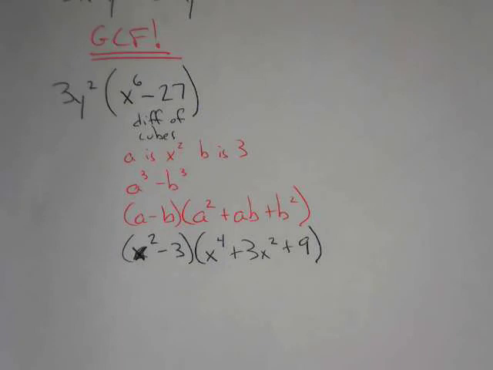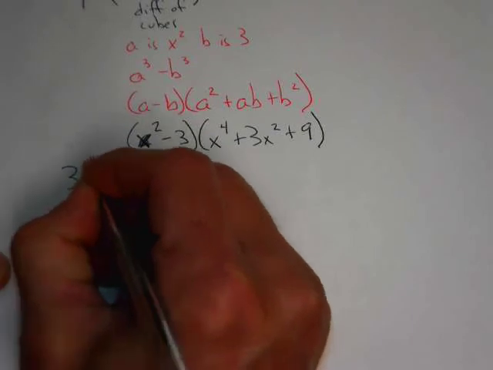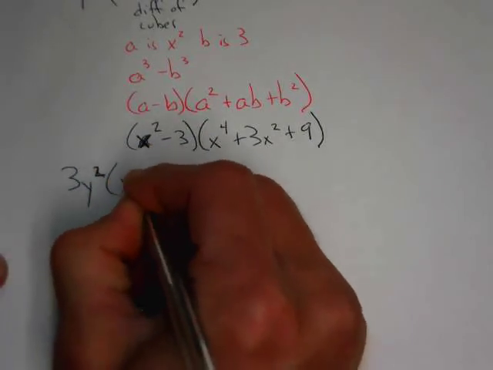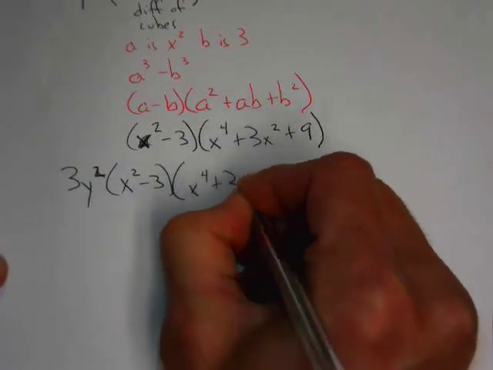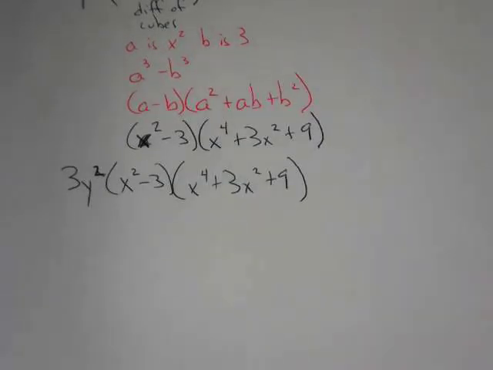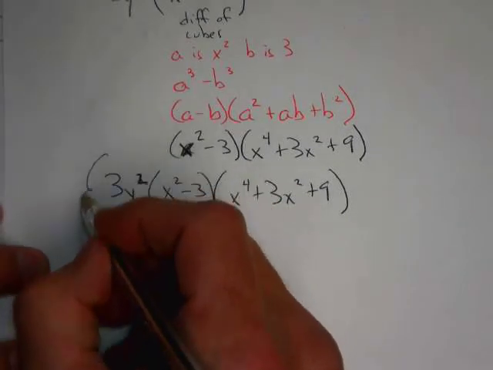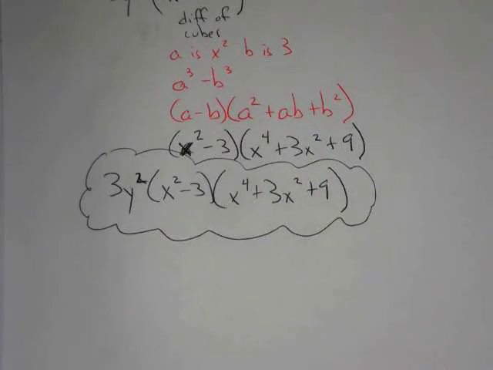That's done. So notice the difference between the previous problem and that one. This one's actually done. But we're not finished because we don't forget that first factor that we had factored out, 3y squared, and then we have x squared minus 3, and then we have x to the 4th plus 3x squared plus 9. Hooray for factoring. And that, my friends, is a difference of cubes. And this whole lesson was on the sum and difference of cubes.